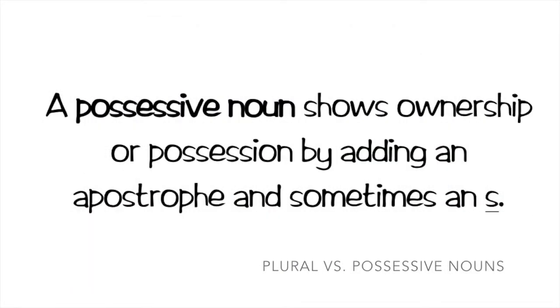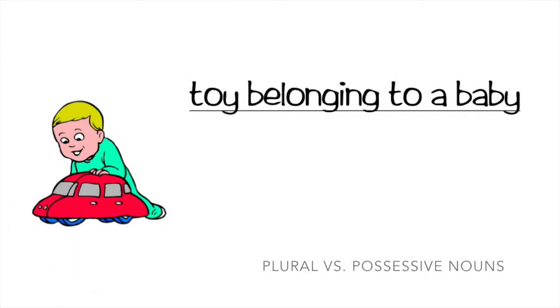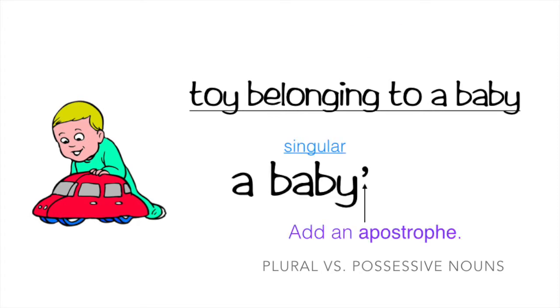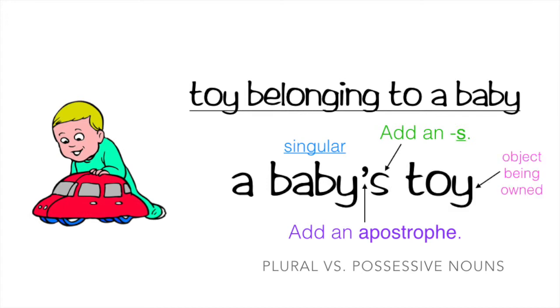Now we're going to learn the difference between a plural and possessive noun. A possessive noun shows ownership or possession by adding an apostrophe and sometimes an S. In this example, we have a toy belonging to a baby, where baby is a singular noun. We start with a baby, which is singular. So we add an apostrophe and an S, followed by the object being owned. So a toy belonging to a baby becomes a baby's toy, where baby's with an apostrophe is a possessive noun.